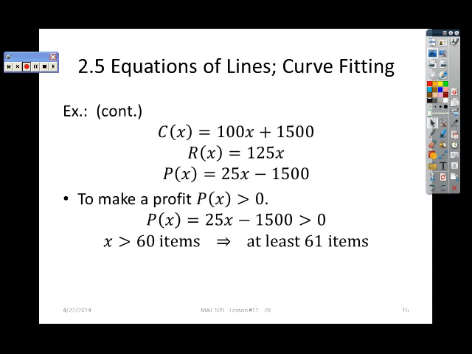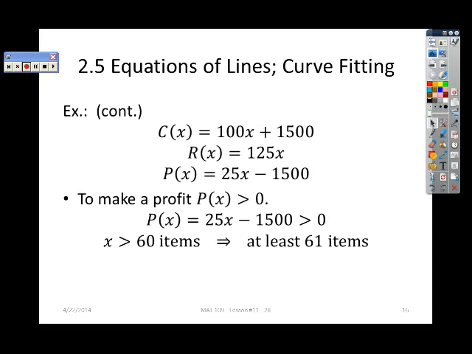So if we do that, we'll get x is greater than 60. What does that mean? What that means is 61 or more, because you can't have a fraction of an item. So you're going to have to sell at least 61 to make a profit.